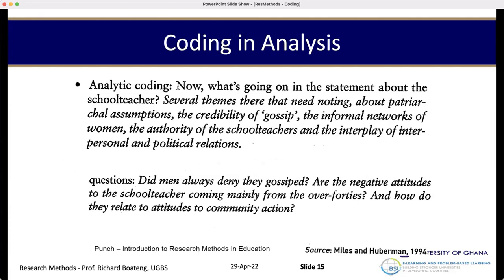But when we continue, we say analytical coding: what is going on here? Several themes are inside, which is worth noting. Firstly, we can see some patriarchal assumptions, the way the man sees women. The credibility of gossip: the man is the one saying that he never gossips, and gossip is women's stuff. So women are the ones who gossip. Is that what he's trying to say? The informal networks of women, that women are the ones who gossip. The authority of school teachers, because of the way the man was challenging the other people.